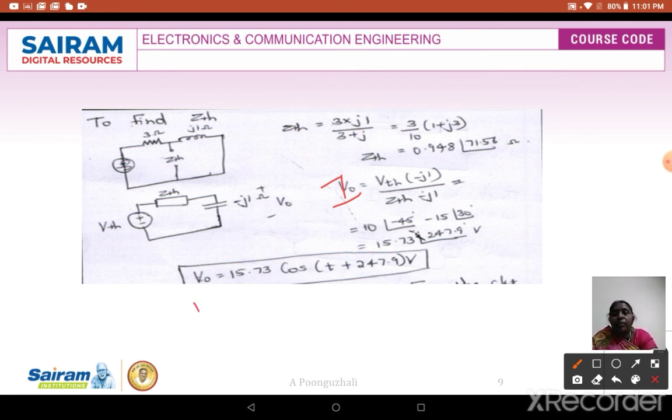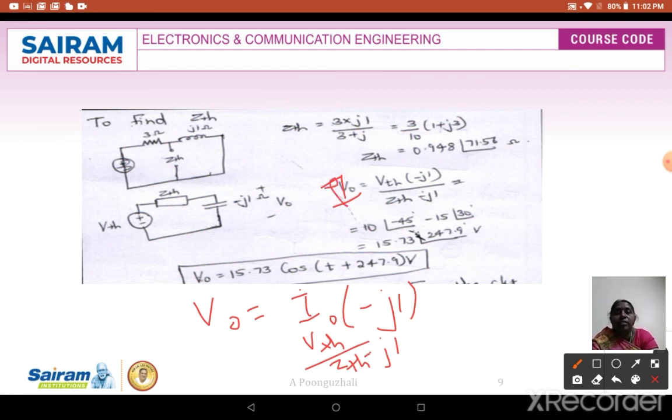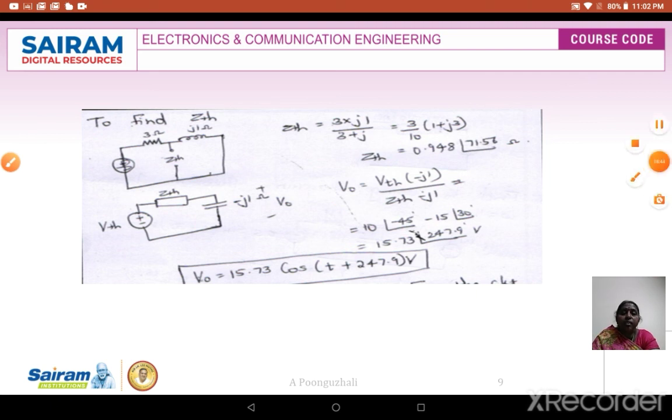So what is your V0? If I want to find out my V0, V0 is equal to I0 into minus j1. So here they have asked this, so that is why they have done I0, which is nothing but your VTH divided by your ZTH minus j1. So that is what they have done here. This is V0 only. So V0 is nothing but your I0 into minus j1. So I0 is VTH by ZTH minus j1, into minus j1. So if I multiply it, simplify, you will be getting this equation. So this is your V0 value there.